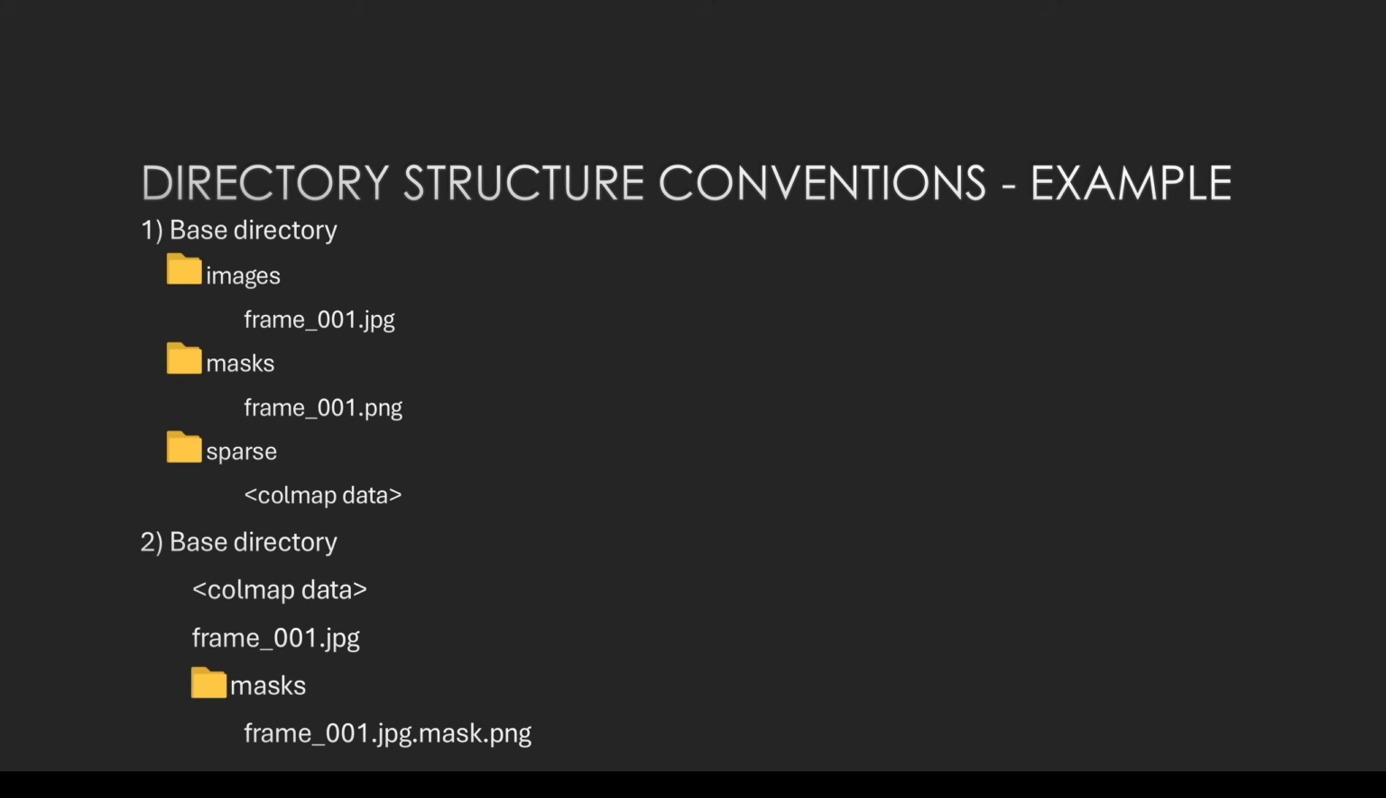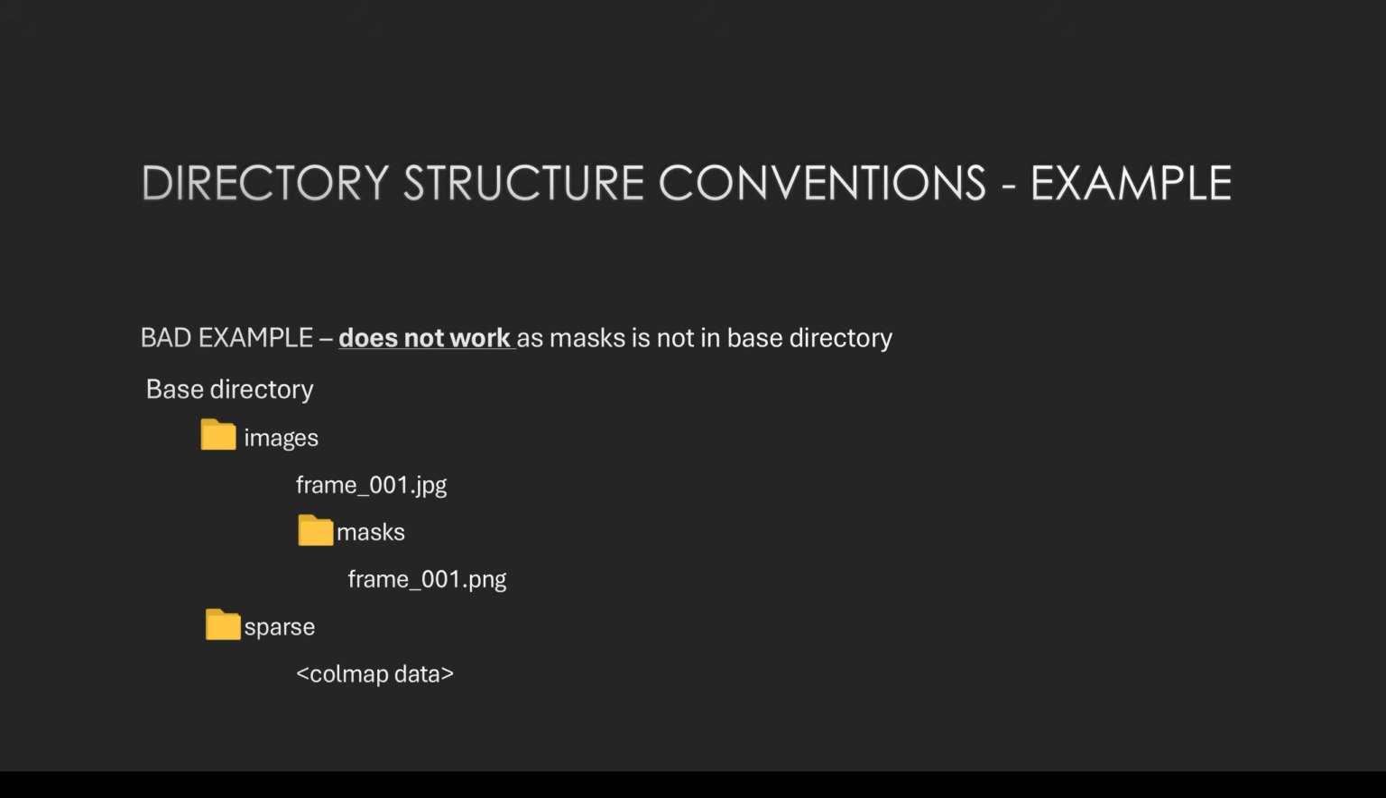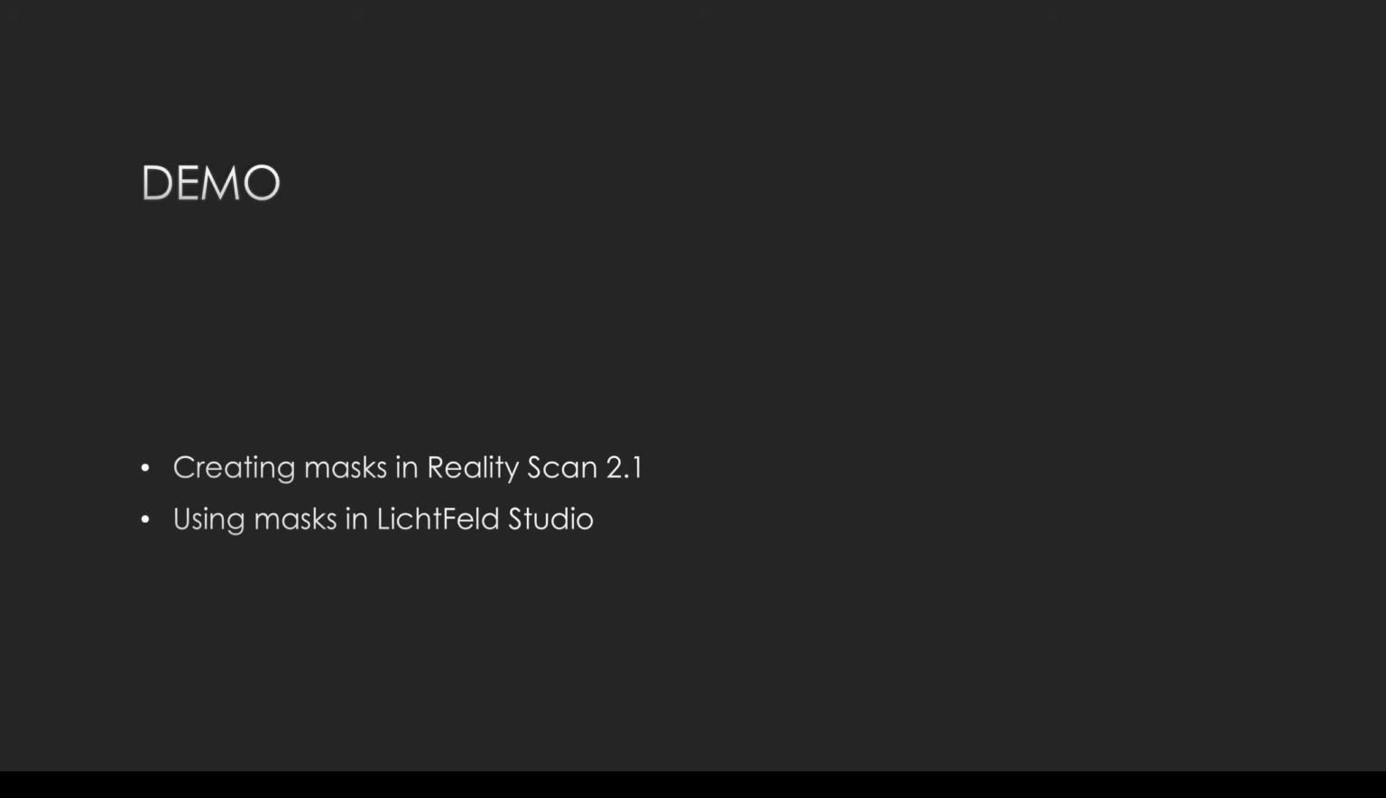Another example is a kind of flat structure where the COLMAP data and the images are in the same base directory, and the masks are again inside a directory of the base directory. A bad example, just to make sure everybody understands: if the base directory contains two directories, images and sparse, and the masks are inside the images directory, this would not be supported because the masks have to be in the base directory. Now that we understand these concepts, let's apply these in LichtFeld Studio.